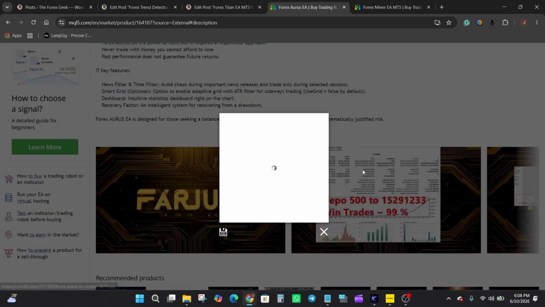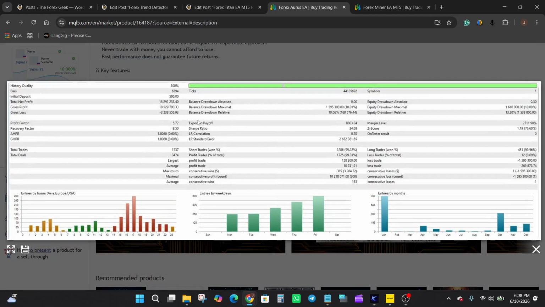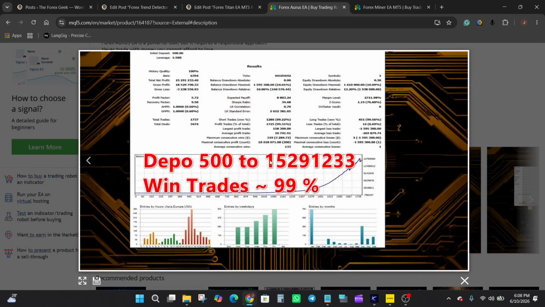So let's start by looking at the provided backtested information here. This shows us history quality 100%, total net profit over $15 million, total trades taken 1,737, but the initial balance was not revealed. Right, we ought to know the initial balance. Okay, so here we are seeing initial deposit. I think the initial balance seems to have been revealed, right? Deposit was 500 and it turned into over 15 million.